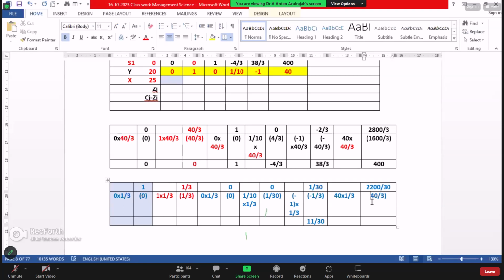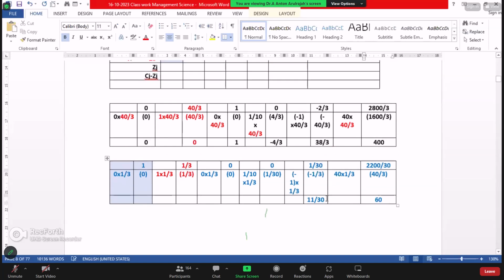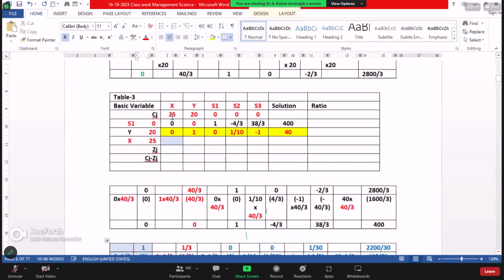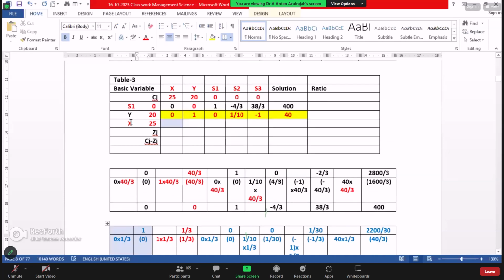So now 2200 into 30 minus 1, so that is 60. This is 60. This is okay. This is minus 1 by 30. Here 0, 0 minus 0. Here also 0. Here 1. So now this value we have to paste it there. Then we paste each table. That means the x2 is.